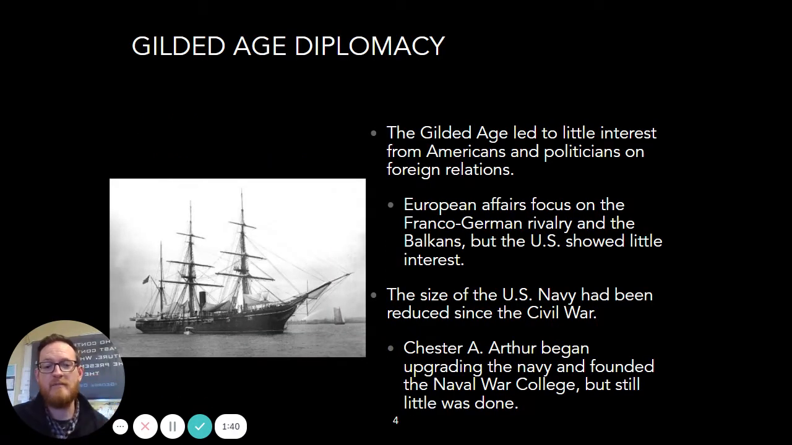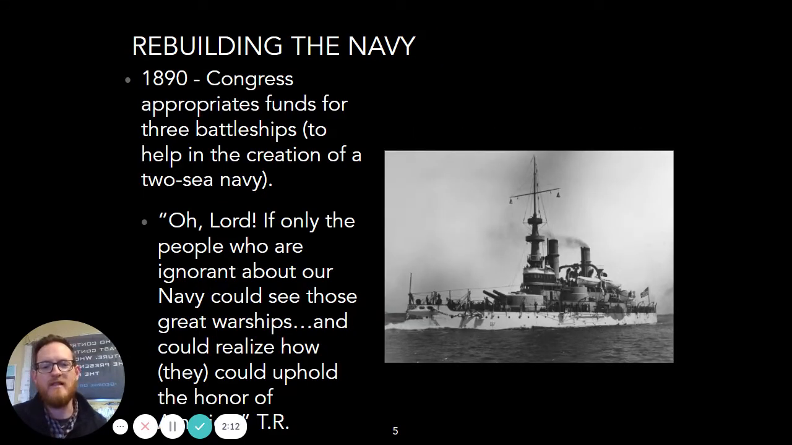So, Gilded Age diplomacy. You're going to see that during this time many Americans didn't have a ton of interest, and politicians didn't really have an interest in getting involved in foreign relations. European affairs focused on the France-German rivalry in the Balkans, but again, the U.S. didn't really show any interest in that. And actually, the U.S. Navy had been reduced in size since the Civil War. Chester A. Arthur had begun upgrading that, but outside of that, you're not going to see really a lot happening as far as the military.